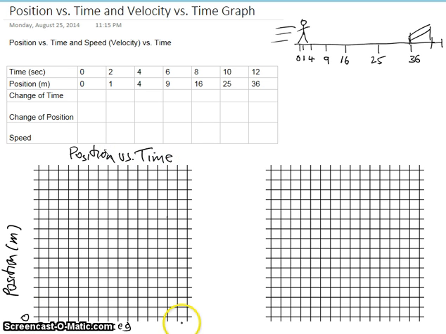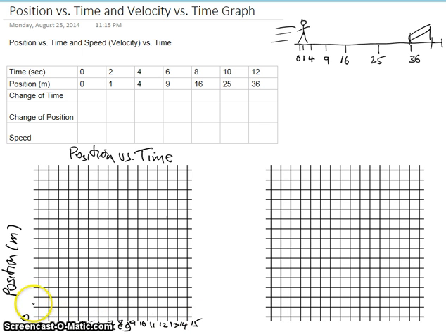Okay. Let's go ahead and figure out a scale here. We know we're going to a maximum of 12 seconds. I've got 15 divisions here, so it looks like one division per mark will work out well. 4, 5, 6. You can see I've written that out to 15.